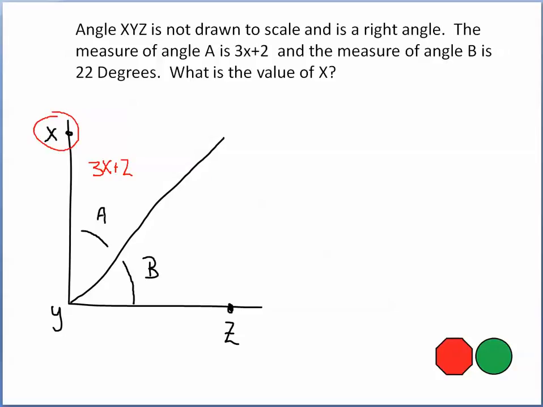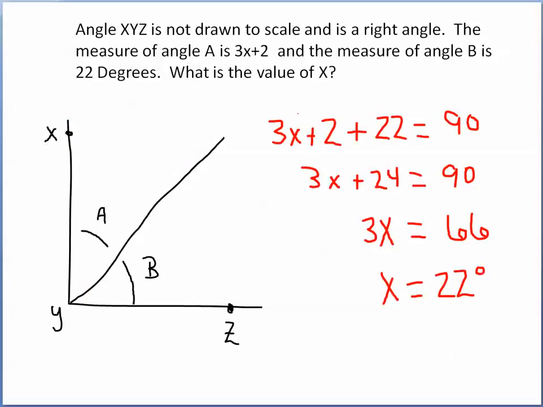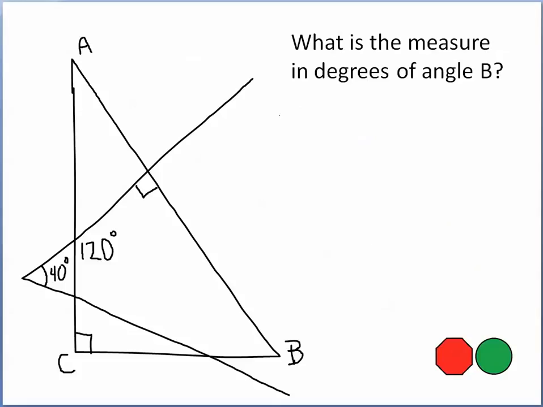So we know that a is 3x plus 2, and we know that b is equal to 22 degrees. Now what happens is, it told us in the words, not in the picture, that this is 90 degrees. Nowhere did it say that 3x plus 2 was equal to 22. So now what happens is, you have 3x plus 2 plus 22 equals 90. Group like terms, solve for x, and you come up with x equals 22. All right, what is the degree measure of angle B? Click on the stop sign.